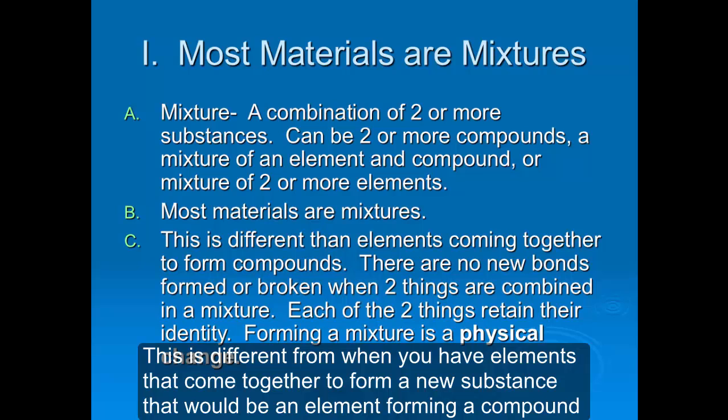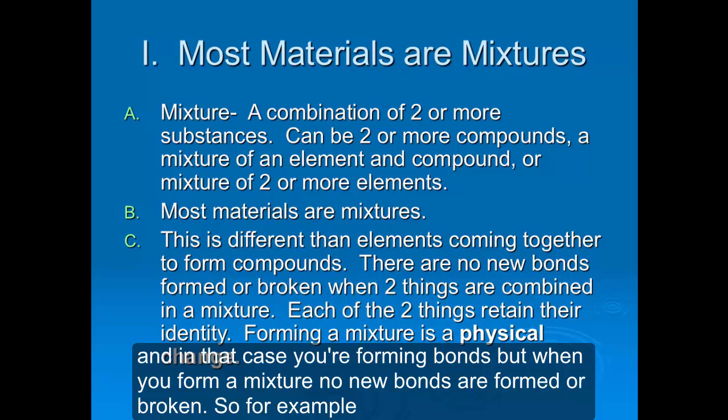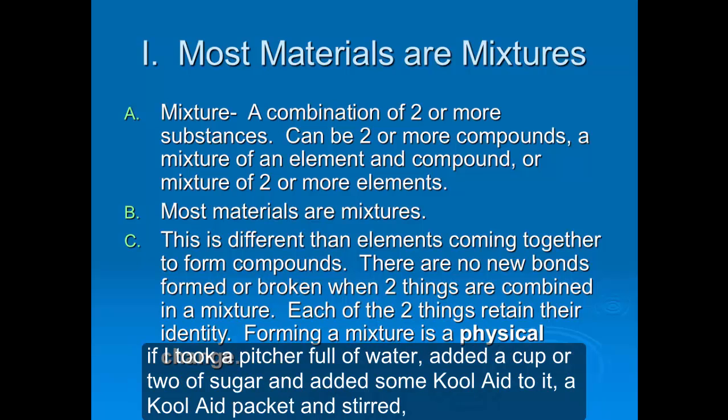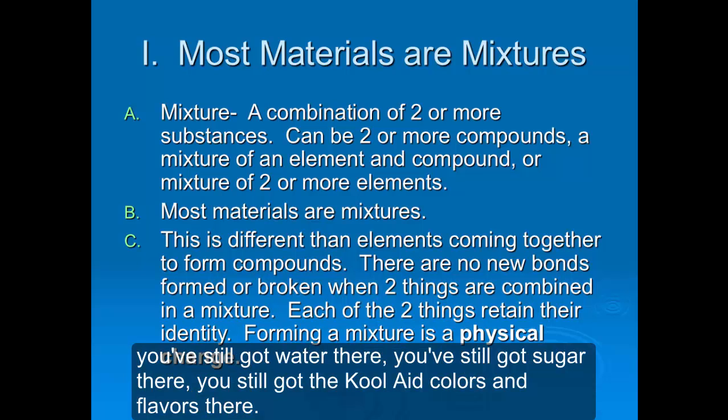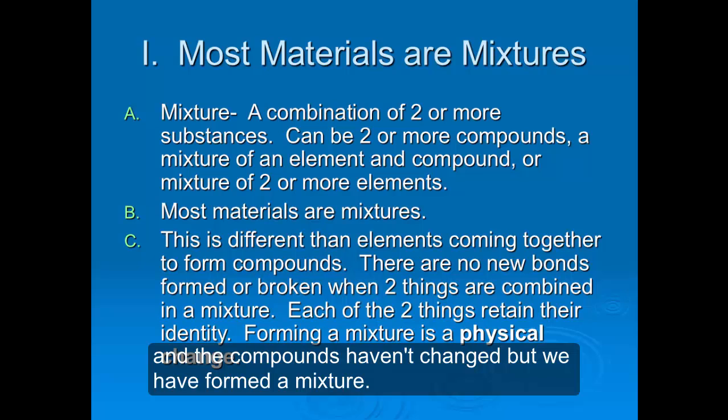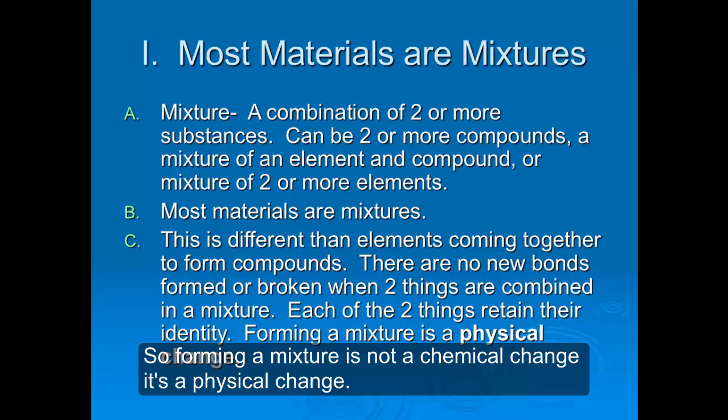This is different from when you have elements that come together to form a new substance. That would be an element forming a compound, and in that case you're forming bonds. But when you form a mixture, no new bonds are formed or broken. So for example, if I took a pitcher full of water, added a cup or two of sugar, and added some Kool-Aid to it, a Kool-Aid packet, and stirred, I would get this beautiful uniform mixture, and it would not have changed the identity of anything. You've still got water there, you've still got sugar there, you've still got the Kool-Aid colors and flavors there. And the compounds haven't changed, but we have formed a mixture. So forming a mixture is not a chemical change, it's a physical change.